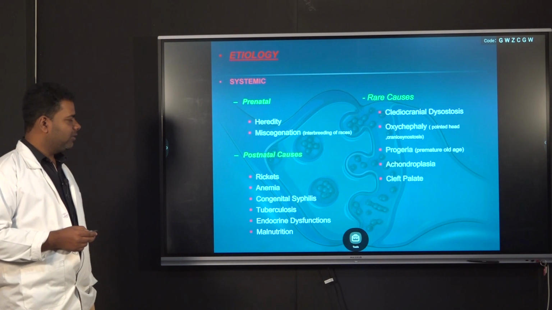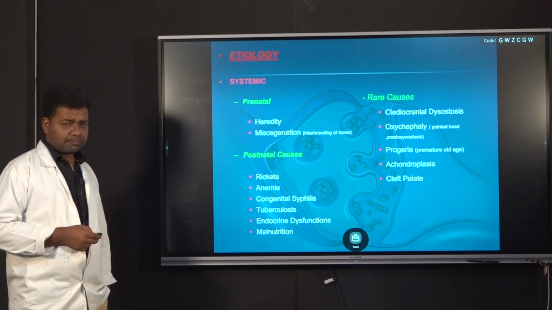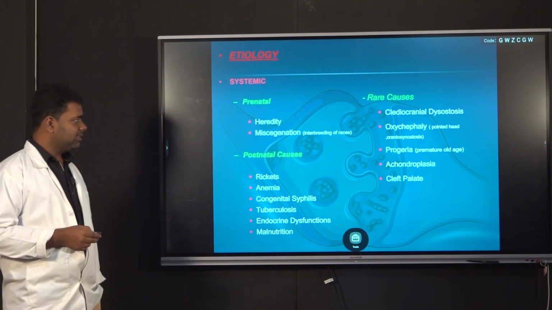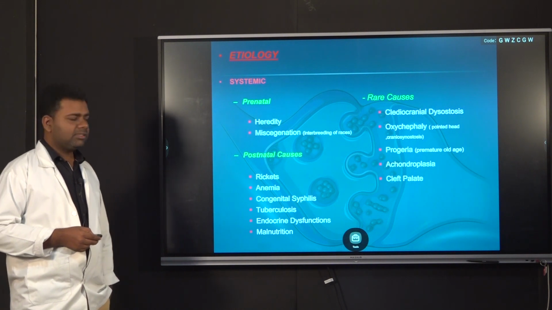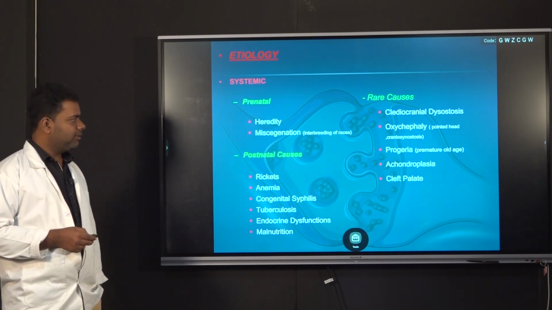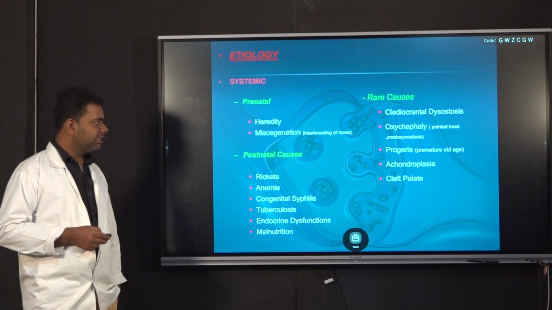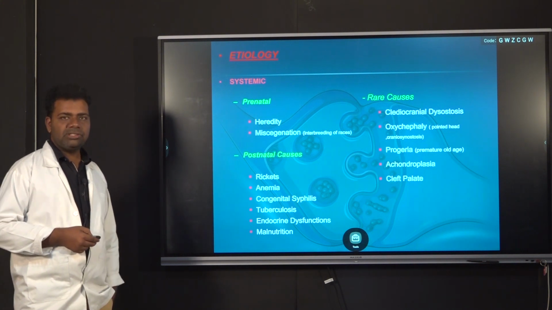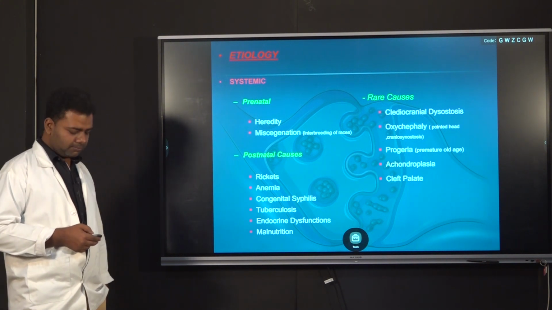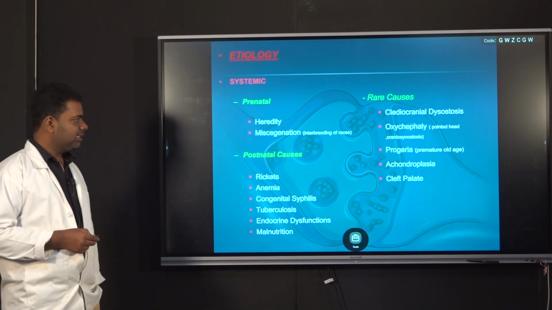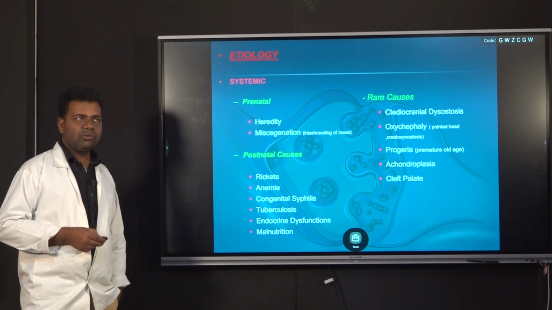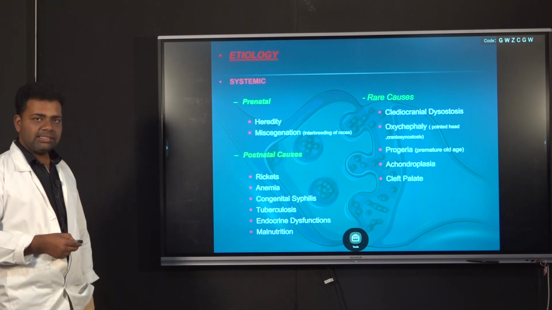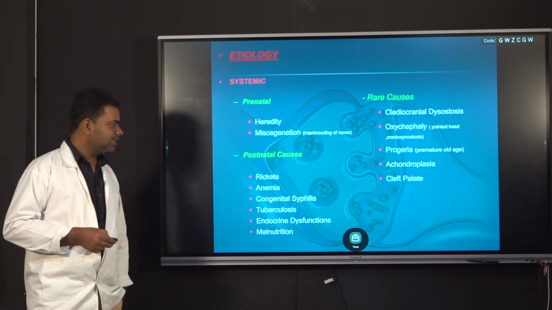And rare causes are cleidocranial dysostosis. This is a dysostosis which results in impaction of the tooth. And oxycephaly, where the patient will have a pointed head, and craniosynostosis. Craniosynostosis is the premature fusion of the sutures before the normal time. And progeria is premature old age, where the patient looks old even though the patient doesn't have that much age. And achondroplasia and cleft palate.